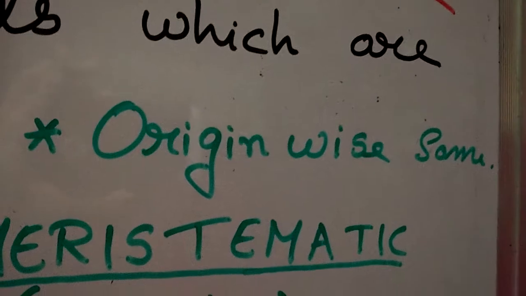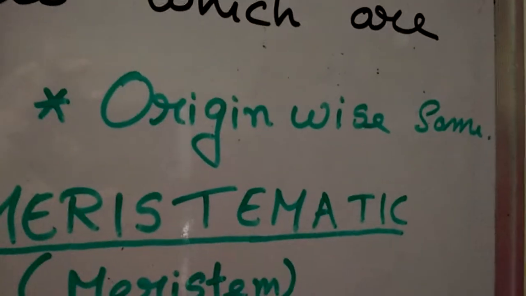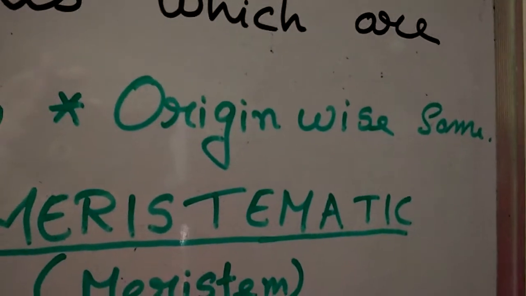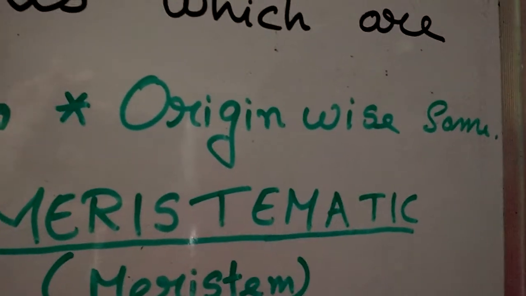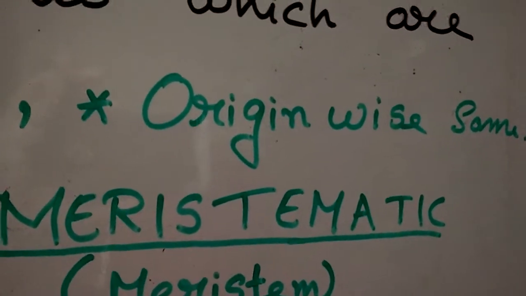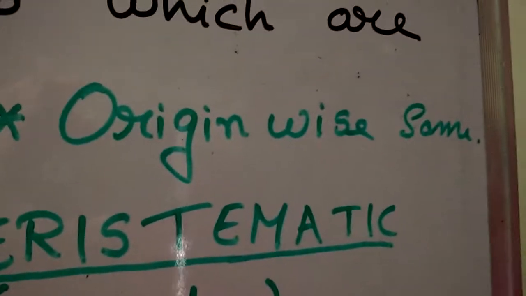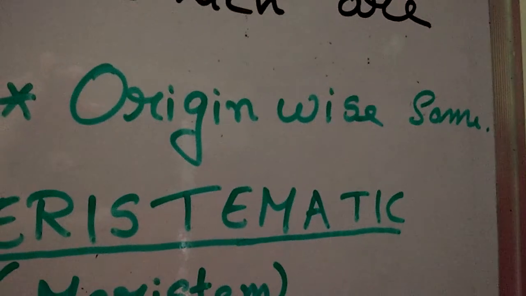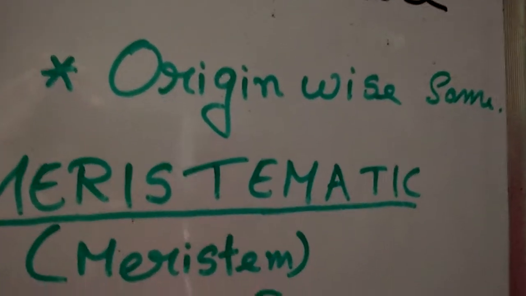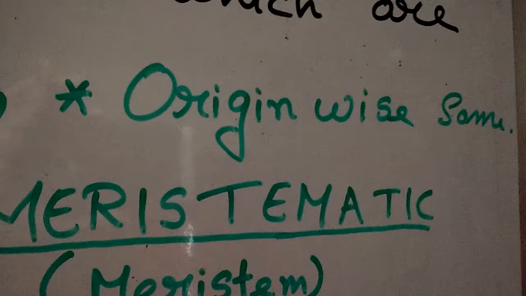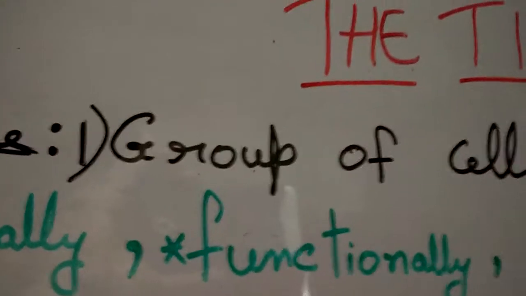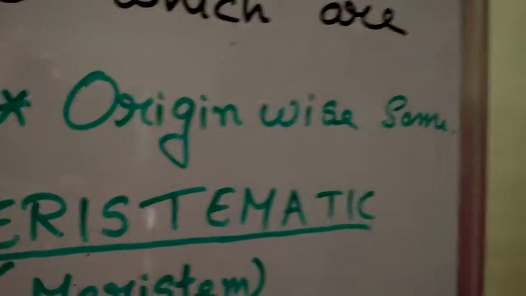So the mother cell or the group of cells should have arisen from some other type of cell which we consider as mother cell. That mother cell should be similar for all those cells comprising a group of cells and forming a tissue. So a tissue is basically a group of cells which are structurally, functionally and origin wise the same.